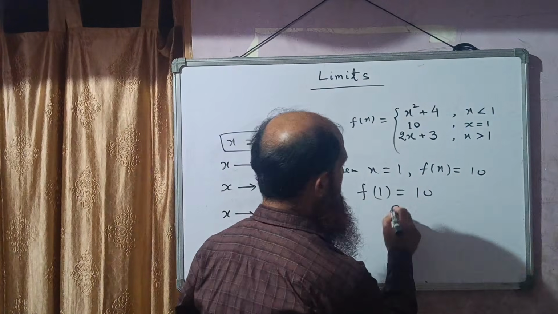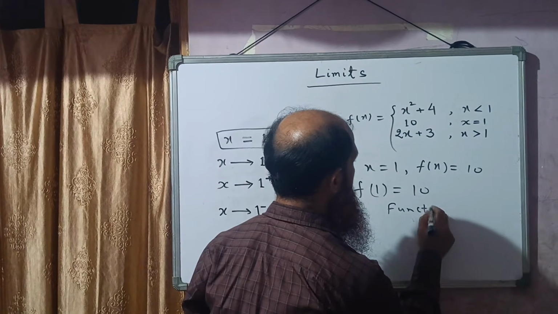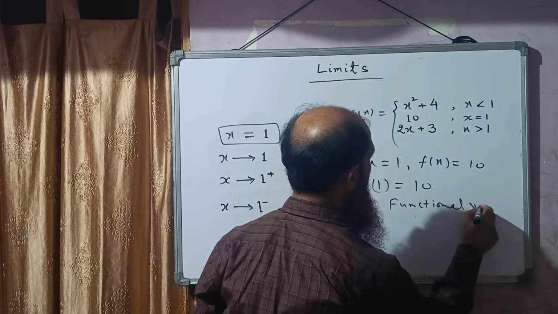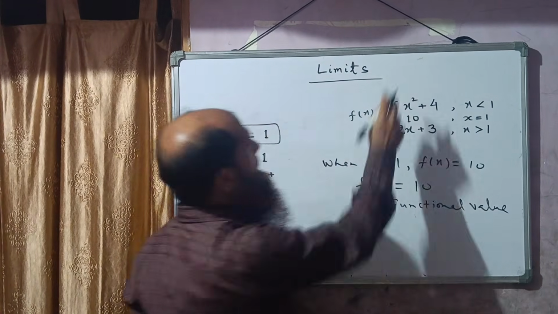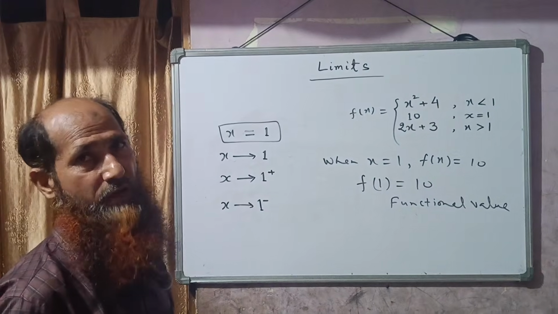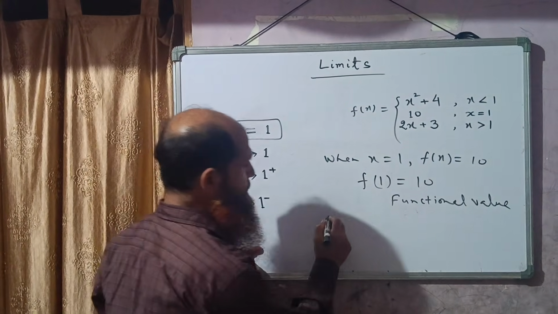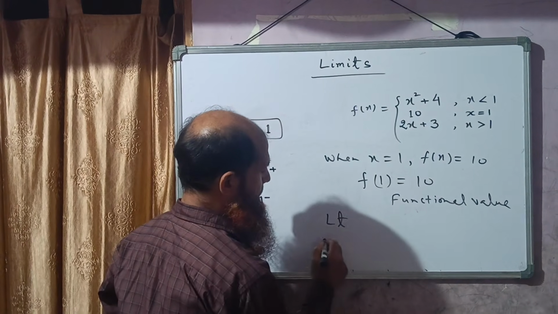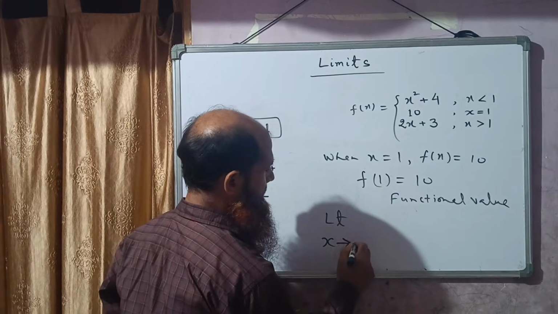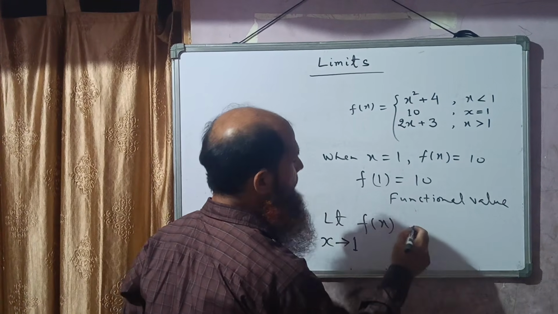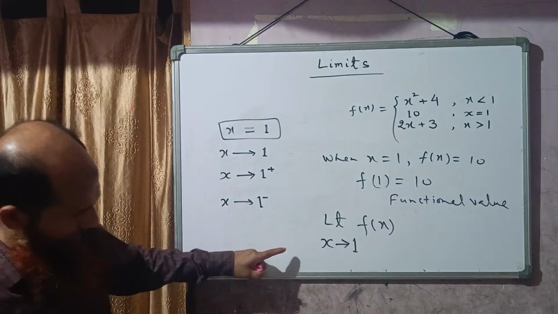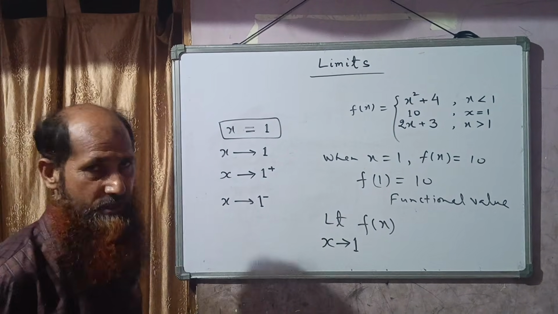And today we are going to discuss limits. So that is the limiting value. We have to find out this limit, limit x approaches 1 of f(x). This is what we have to find out. x approaching 1, f(x), what is this value?